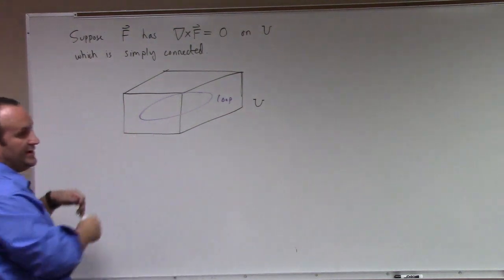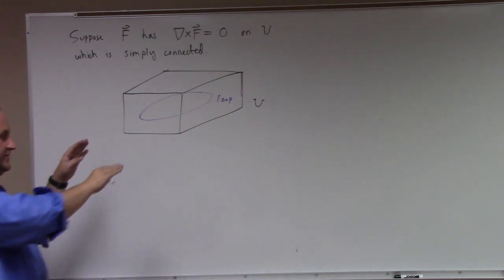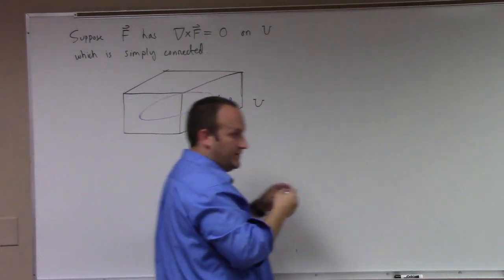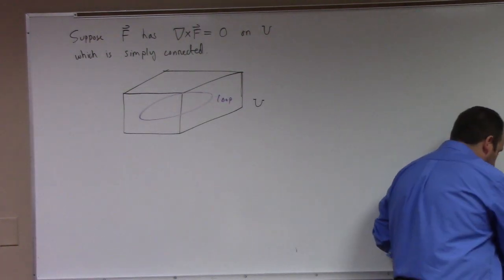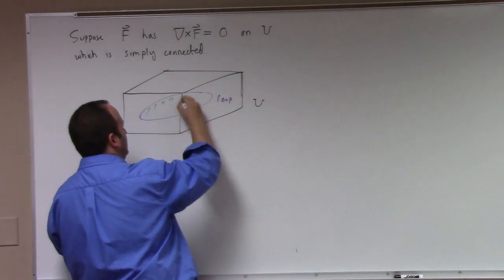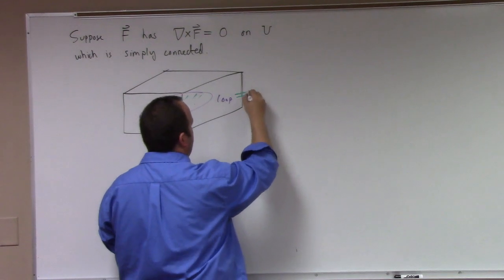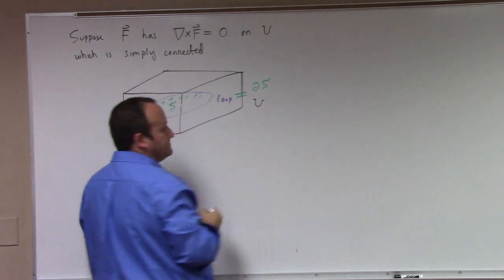So imagine a loop inside U. If U is simply connected, if you think about it in your mind's eye, you should be able to see that you could draw a surface which takes the loop as its boundary. If it was simply connected, you should be able to shade this loop in. There's not just one way to do it, lots of different ways. But we could shade this loop in, and we could call that surface S, and we could say that the loop is the boundary of that surface.